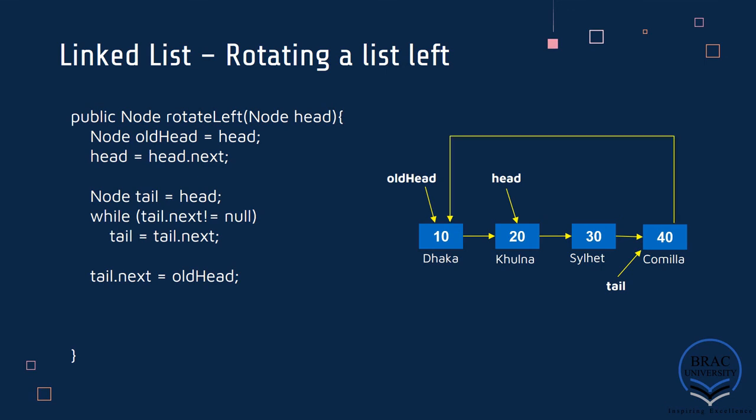Now I have the last element. I'm going to connect this last element to my old head because 40 needs to be connected to 10. So tail.next equals old head. Now the link is connected and the next step will be removing this link that is connected with 10. This one.